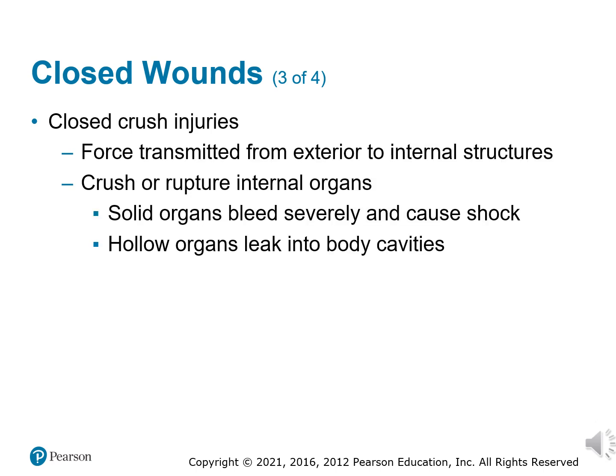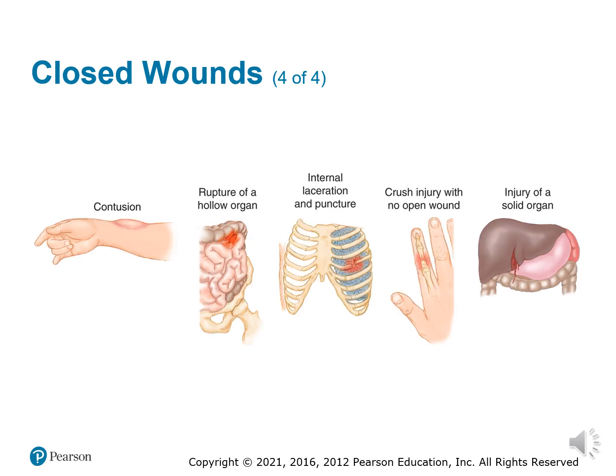The next closed wound is a crush injury. There's force that's transmitted from the exterior to the interior structures. This can crush or rupture internal organs, where your solid organs bleed severely and cause shock, and your hollow organs leak into the body cavities. So closed injuries include contusions, ruptures of a hollow organ, internal laceration and puncture, crush injury with no open wound, and injury of a solid organ.